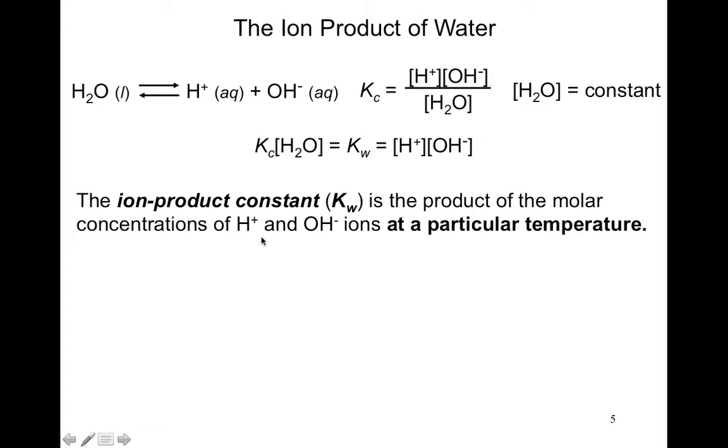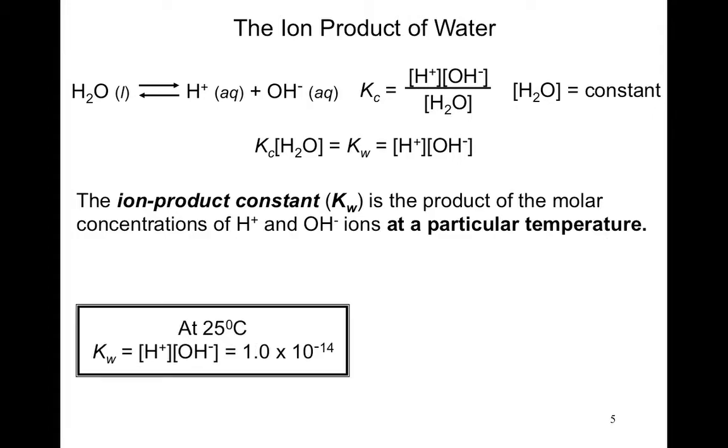And it's the product of the molar concentrations of H and OH at a particular temperature. No duh, we just finished the equilibrium chapter, so we're not going to worry too much about that. Here's the value for it: 1.0 times 10 to the negative 14. Very, very small number, but that's important. Go ahead and write that in your notes. Hydrogen concentration multiplied by hydroxide concentration equals 1.0 times 10 to the negative 14. That's a constant. That's important to know. It's a very, very useful equation.